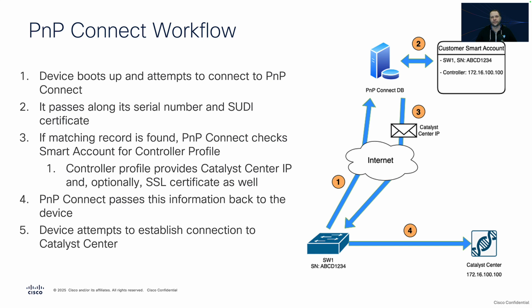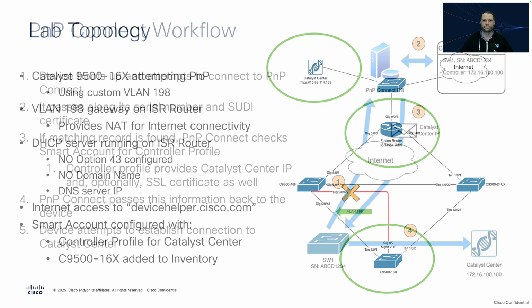Now if you do that, the device can use that SSL certificate to make its first connection to Catalyst Center over HTTPS. Otherwise, the first connection will have to be unencrypted over HTTP so that it can obtain the certificate from Catalyst Center and install it and then reestablish a connection. So, Plug-and-Play Connect will provide that information back to the device. The device will take that information and attempt to connect to the Catalyst Center server. And then if that connection is successful, the discovery and onboarding process continues.